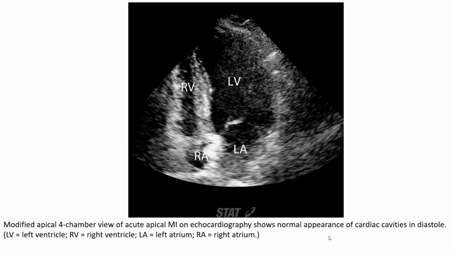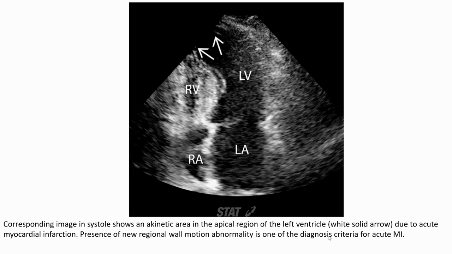This modified apical chamber view of acute apical MI on echography shows normal appearance of cardiac activity in diastole. Its corresponding image in systole shows an akinetic area in the apical region of the left ventricle due to acute myocardial infarction. The presence of new regional wall motion abnormality is one of the diagnostic criteria for acute infarct.